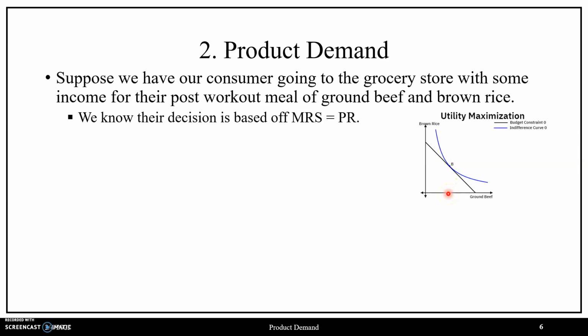And in terms of product demand, we're going to be concerned initially with ground beef, so we'll have product demand below, where price is going to be on the vertical axis and quantity of ground beef is going to be on the horizontal axis. We have our initial point B, where B is the quantity level of ground beef that is associated with the utility maximizing bundle point B that we have above, and the price that the consumer is facing at the grocery store as well.